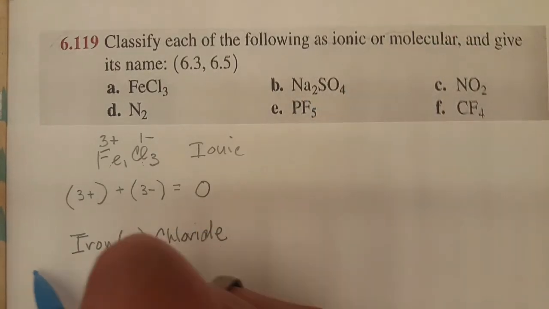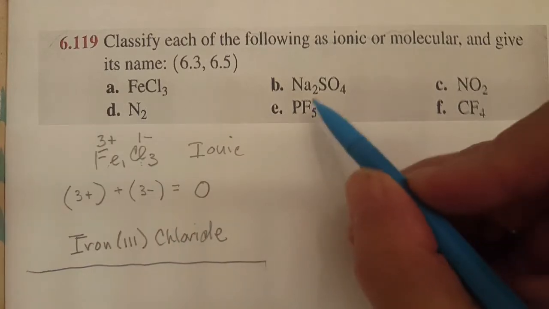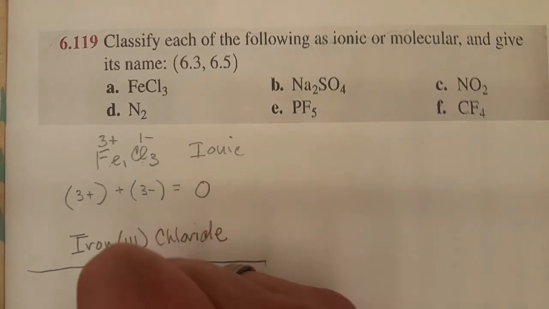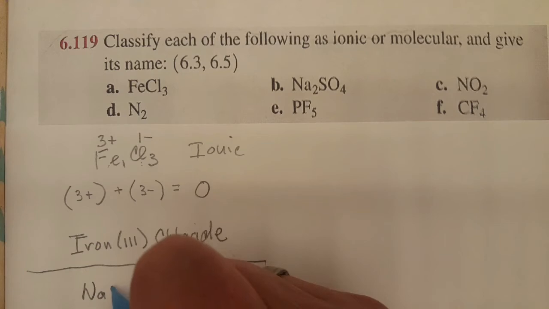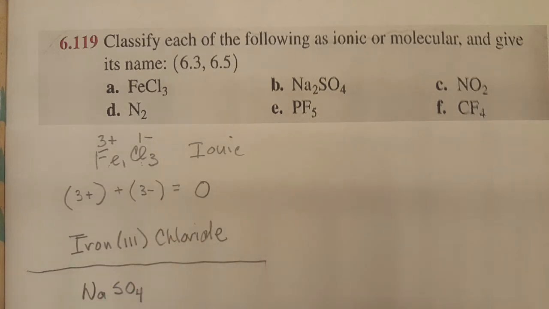Okay, let's do this next one, NaSO4. Okay, what is the name of this formula? SO4. First of all, let's just say, is it ionic or molecular? Because it contains a metal and a nonmetal, it's ionic.